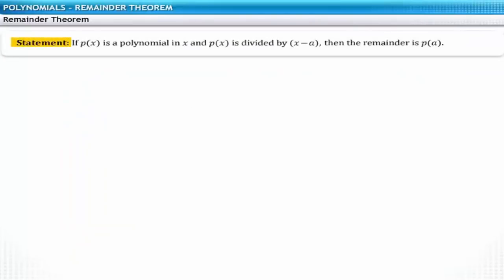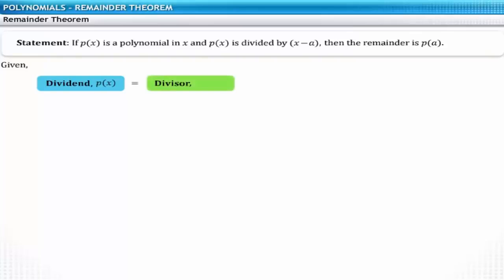The remainder theorem states that if P of x is a polynomial in x and P of x is divided by x minus a, then the remainder is P of a. Let's now see how we can verify this theorem. It is given that the dividend is equal to P of x and the divisor is equal to x minus a. Let the quotient be q of x and the remainder be r.